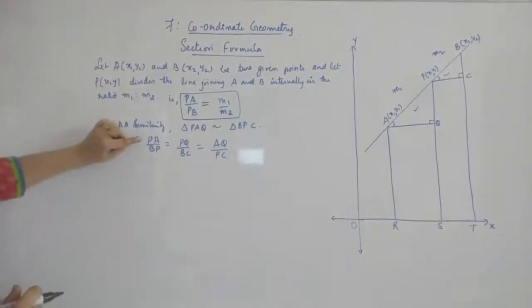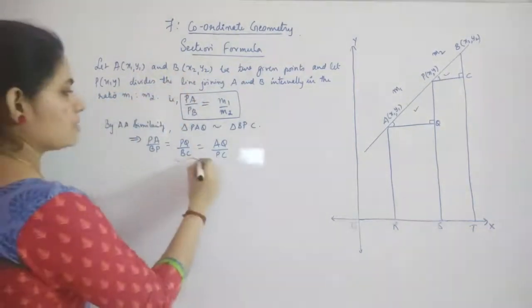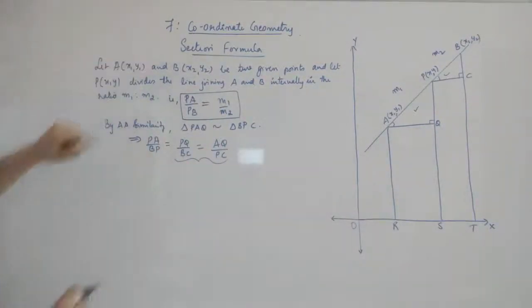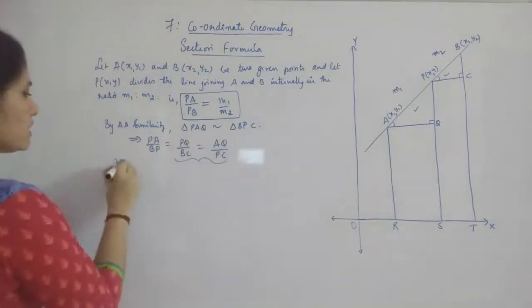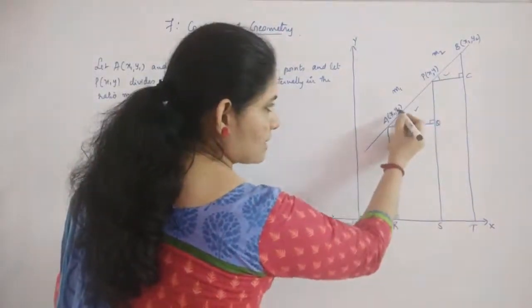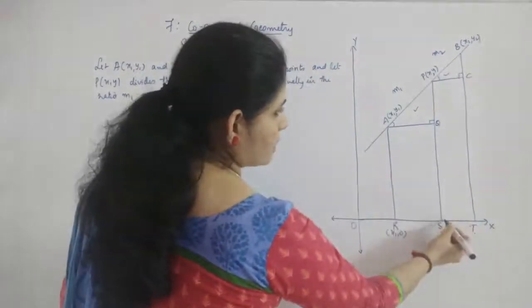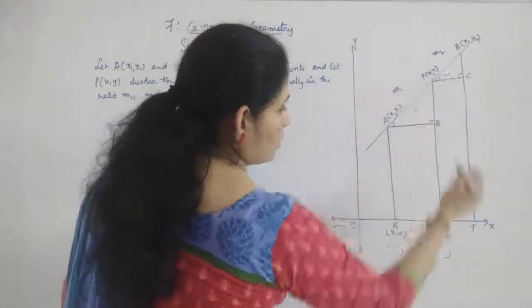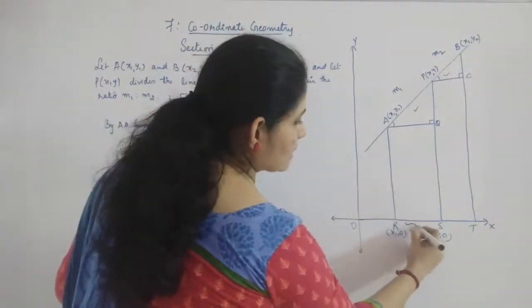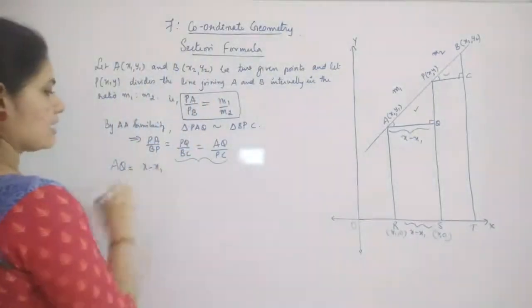Now already we have PA by BP is m1 by m2. So the next step is to find out what this ratio is and what this ratio is, and comparing we will reach the section formula. Now move to AQ. What is AQ? AQ is this length, that means it will be the same as RS. Since A is x1, y1, R will be x1 comma 0. And P is x comma y, so here you will get x comma 0. So RS will be x minus x1, this distance. So AQ is x minus x1.